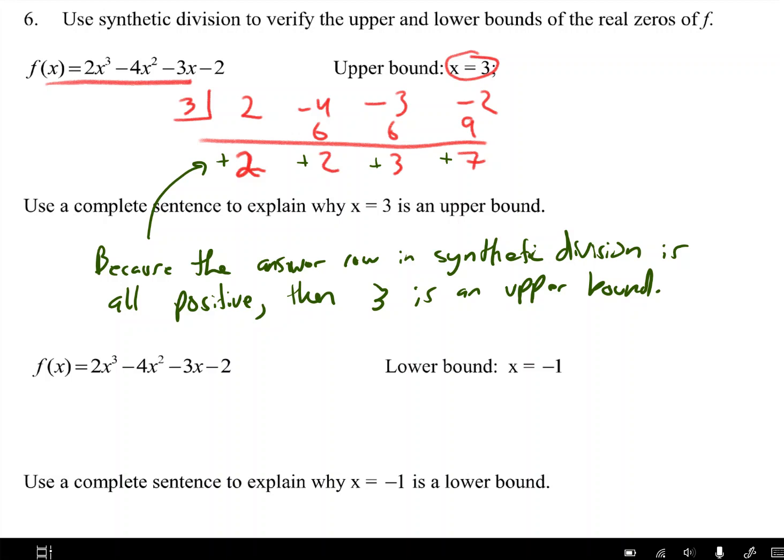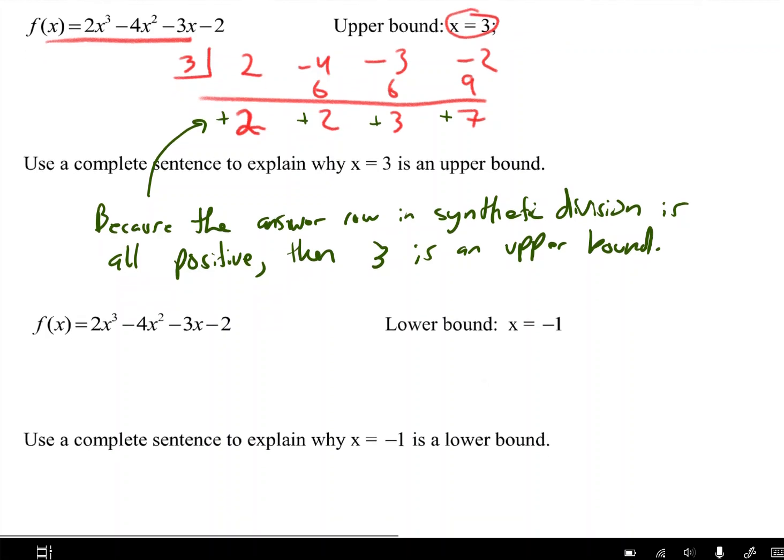I guess probably more importantly though, what it means to be an upper bound is that if 3 is an upper bound, that means there are no zeros bigger than 3. So again, if I'm doing a lot of work with this function and I'm really struggling finding the zeros, obviously I'd love to actually have a 0, but this is still helpful because it's an upper bound. I would know that there's no chance that 4 or 5 or 10 or 100, none of those are going to be zeros. So I could eliminate them all from my process.